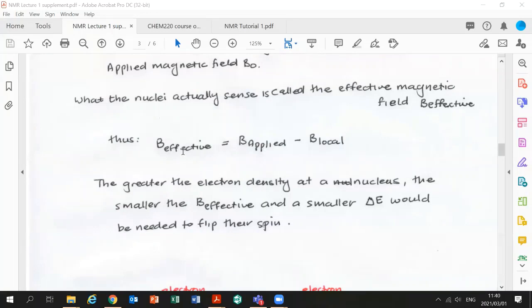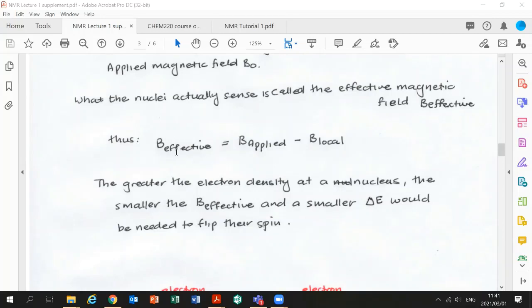So this is without pads. I don't have any cricket pads on. So my effective magnetic field is going to be exactly the same as my applied magnetic field. And then I'm going to put a thin pad on. My effective magnetic field might be a little bit less. I'm going to put thicker pads on, and if I put thicker pads on, I subtract more and more, and you can see this effective magnetic field gets less and less. So the greater the electron density around the nucleus, the lower the effective magnetic field, and the less the energy is.